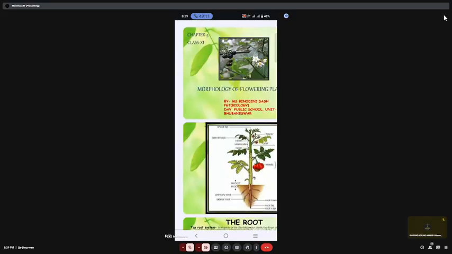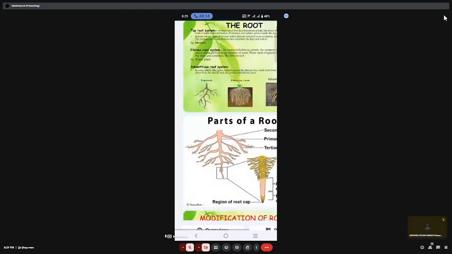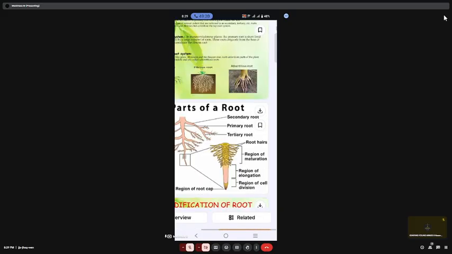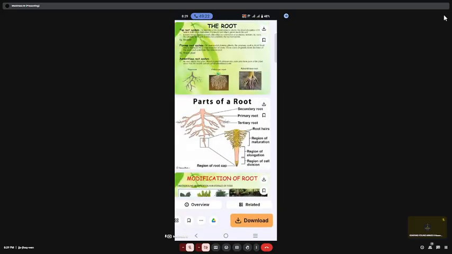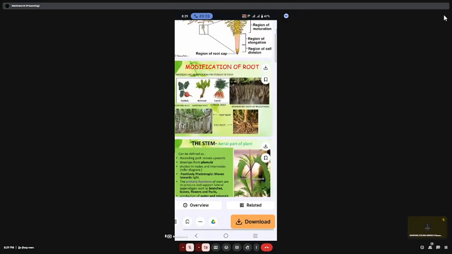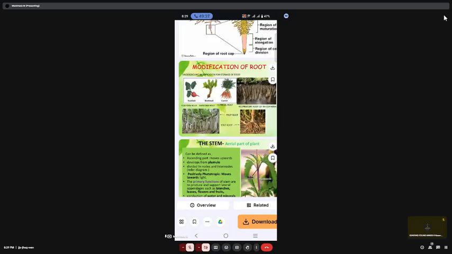So we know what is root, and what the functions of root are. Types of root: tap root system, fibrous root system, and adventitious root system. And next, parts of the root: the region of root cap, region of meristematic activity, region of elongation, and region of maturation. And next topic we have discussed is the modification of root. Here the underground modifications are carrot, beetroot, turnip.